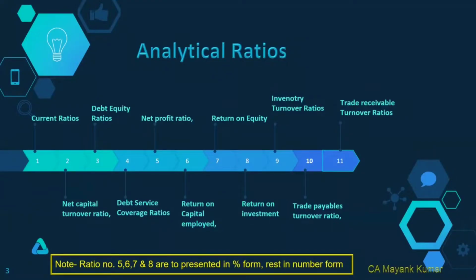One more catch is that ratios number 5, 6, 7, 8 are to be presented in percentage form and the rest in number form. For example, the current ratio, current assets by current liabilities, will be in number form, that is 1.2 or exactly 2 or 2.5. But in the case of net profit ratio, that is profit by revenue, it will be in percentage form, that is 80%, 20%, 25%.